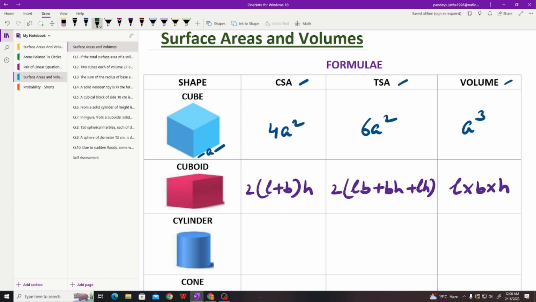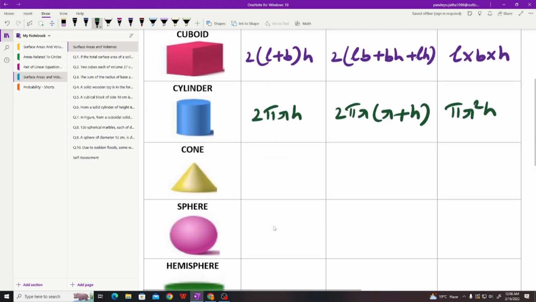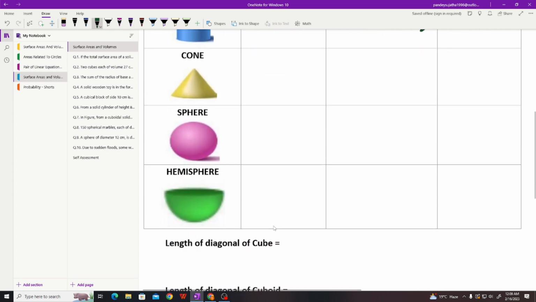The curved surface area of a cylinder is 2 pi r h, and the total surface area of a cylinder is 2 pi r into (r plus h), and the volume of a cylinder is pi r square h.